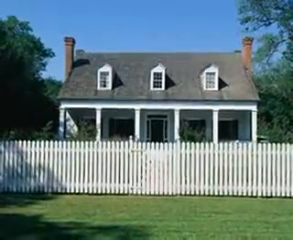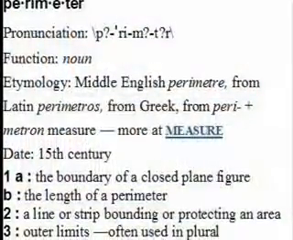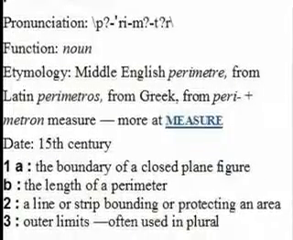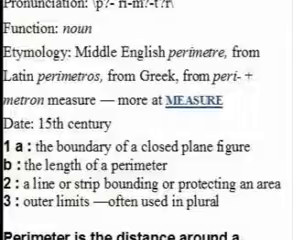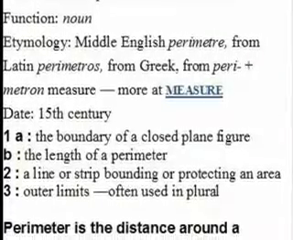Fred asks, "What is perimeter?" Perimeter is the distance around a polygon, or in your case, Fred, it's the distance around your yard. You can measure each side and then add them together.